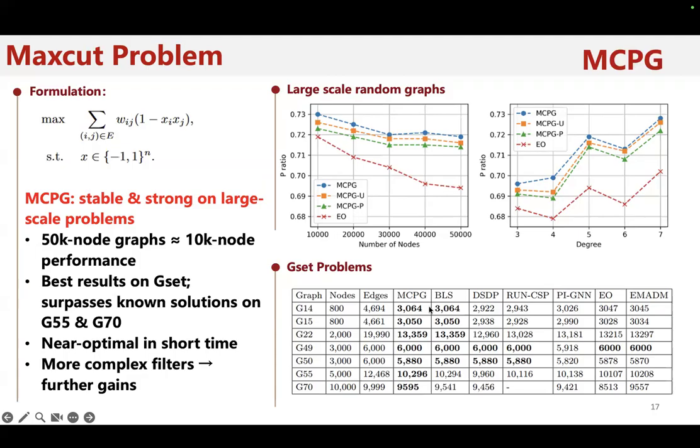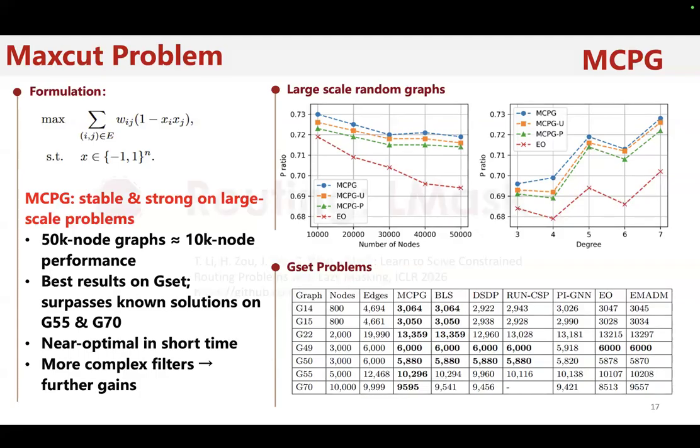In this scenario, we do not limit the number of iterations. We just run the algorithm for a sufficiently large number of iterations, and for certain problems, for example, this problem, G17, we find a solution which has not been found in the literature. So this is the idea of my foundational model.